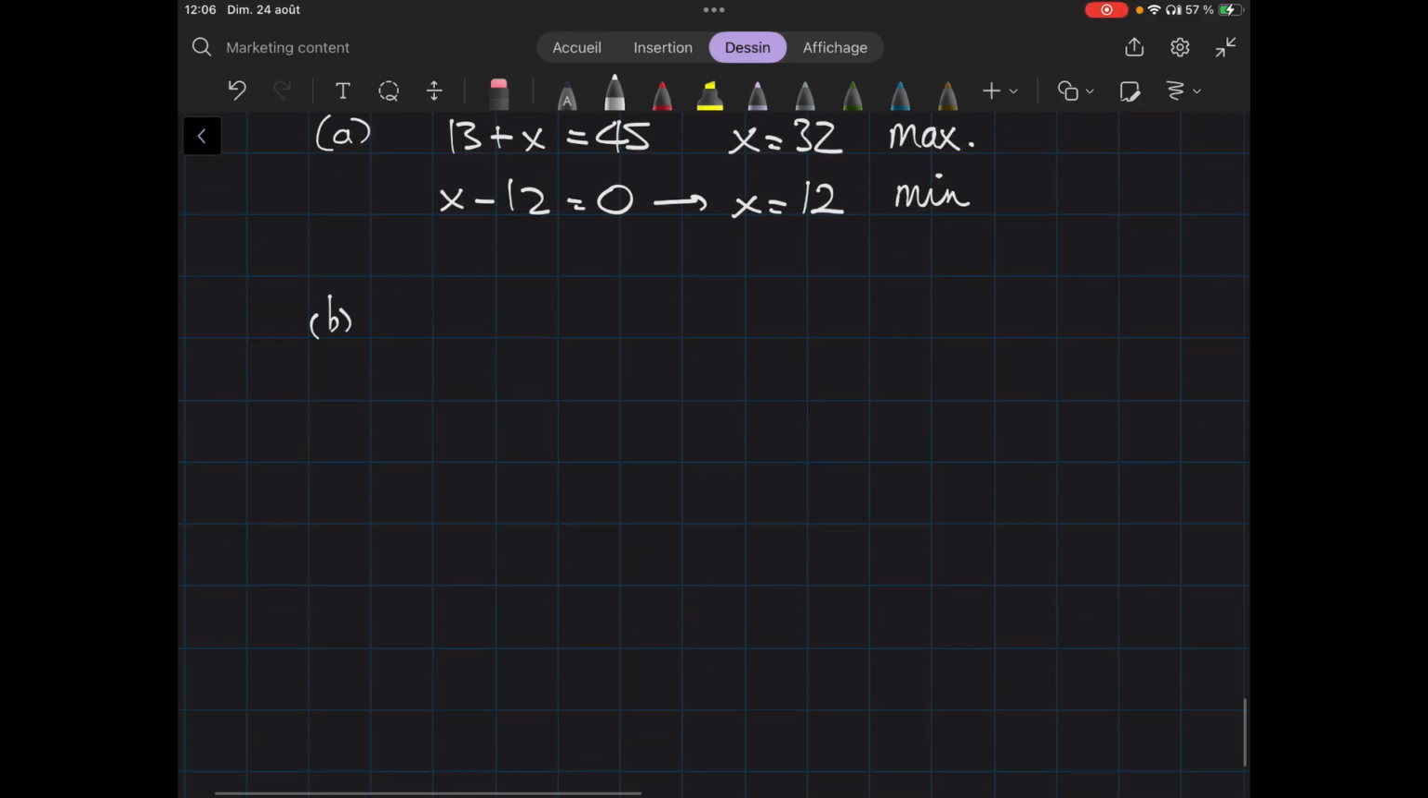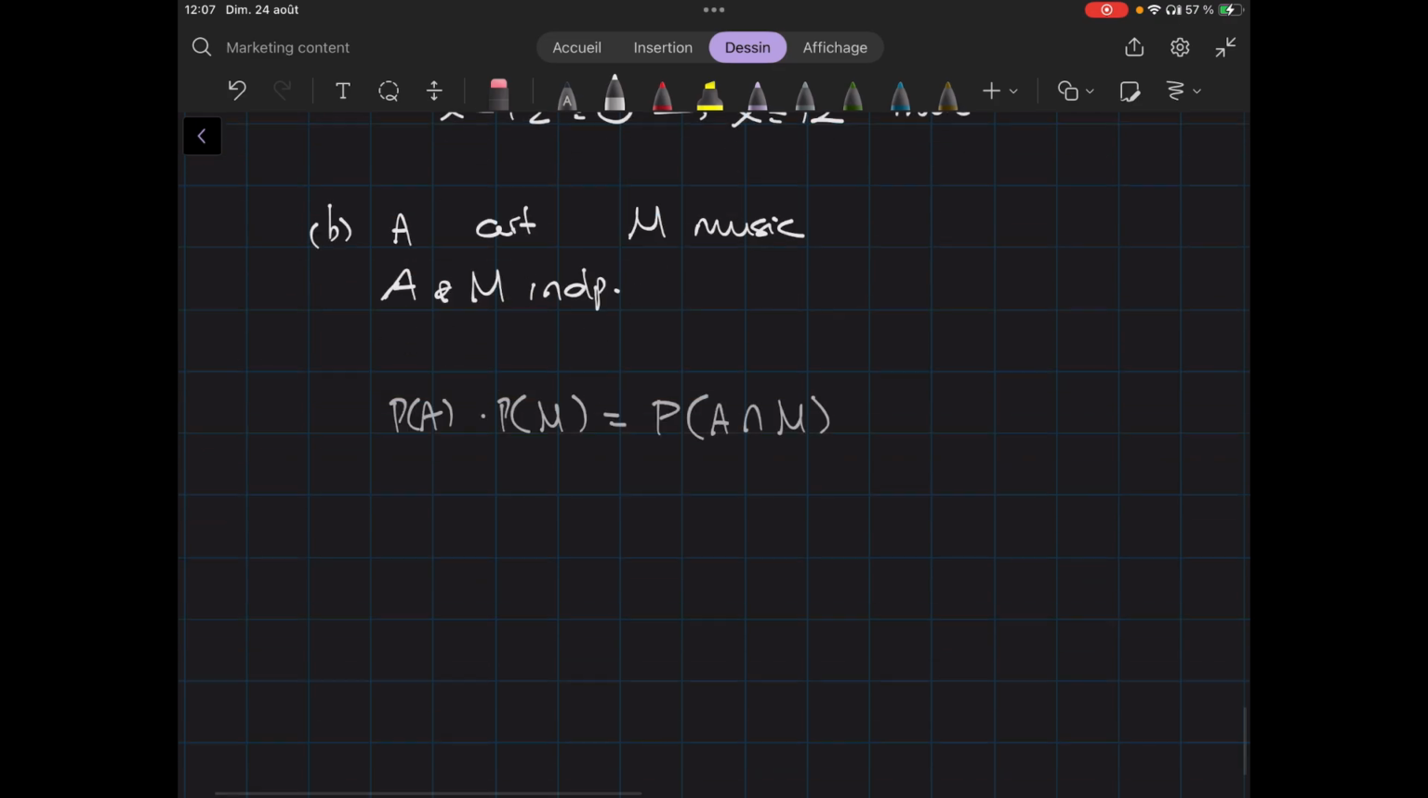In part B, A is the event that students take arts, M is taking music, and we are asked to see if there's any value of x for which it is possible for A and M to be independent. A and M can only be independent if P(A) times P(M) is equal to P of A intersect M. This basically means that they take both art and music.